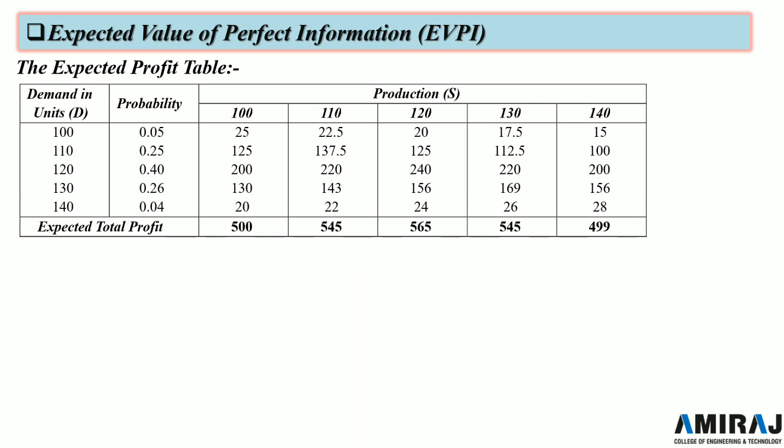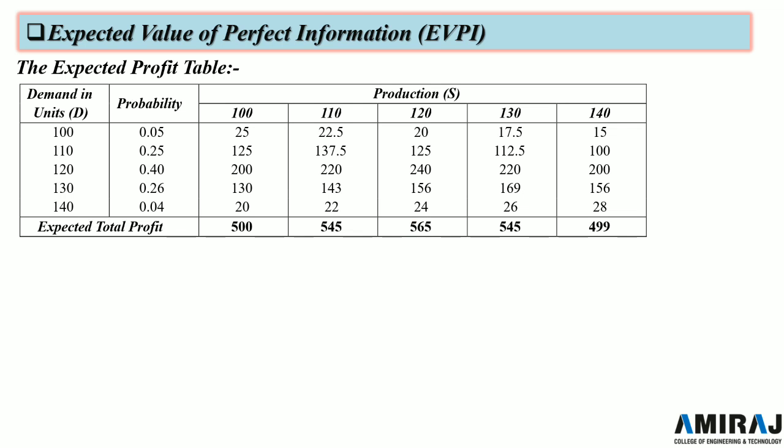Now let us take the same example. We prepare the expected profit table. So the profit table here you can see, as we prepared from the EOL model, the EMV model, the expected profit we prepared in the previous example. So here the EMV is 565, as we know that 565 is the EMV value. Now preparing the expected profit under perfect information.